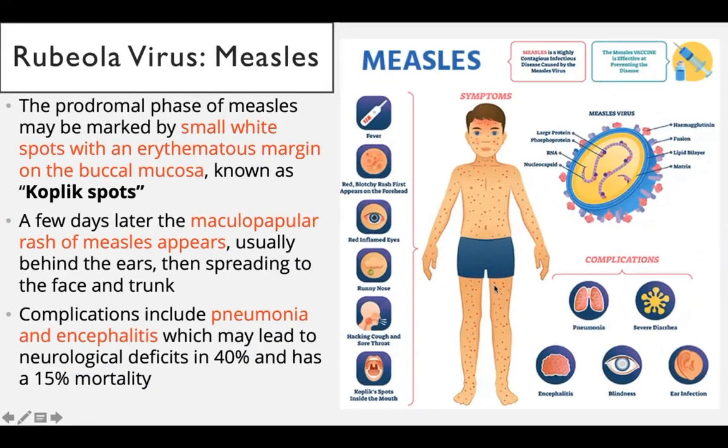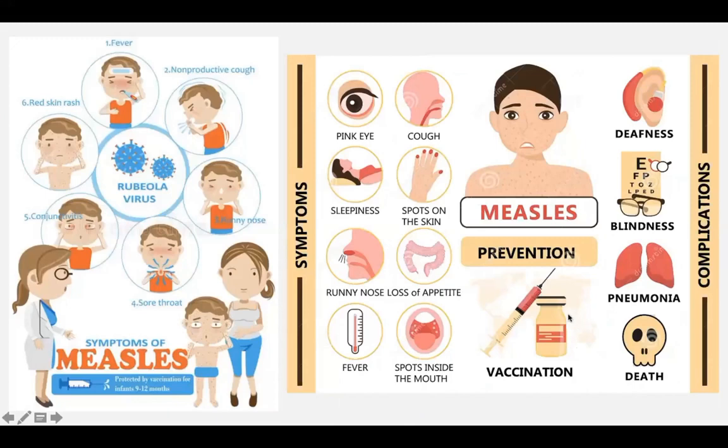Okay, so how to prevent measles? We give a vaccination because there is no definite treatment for this. We have fever, non-productive cough, runny nose, sore throat, conjunctivitis, and red skin rash. Other than the red skin rash, the disease is like a prodromal syndrome with flu-like symptoms. Everything was flu-like, and when the rash appeared, the mother thought, okay, something is wrong, and she went to the doctor. Protected by vaccination for infants at the age of 9 to 12 months.